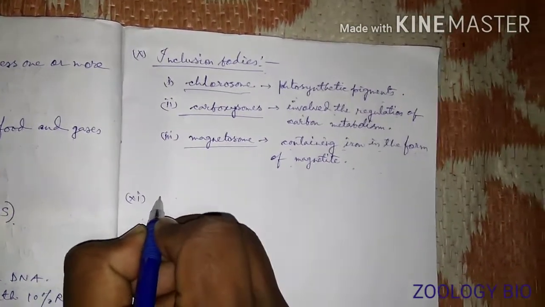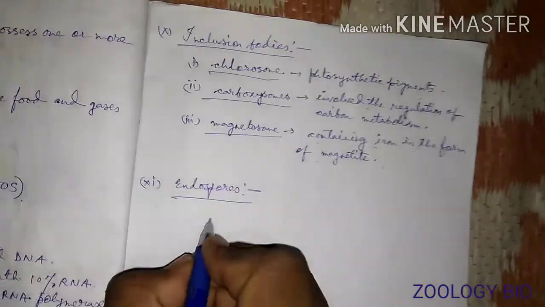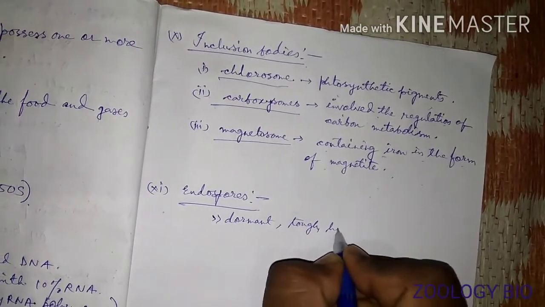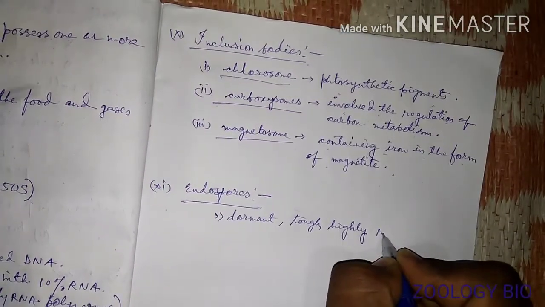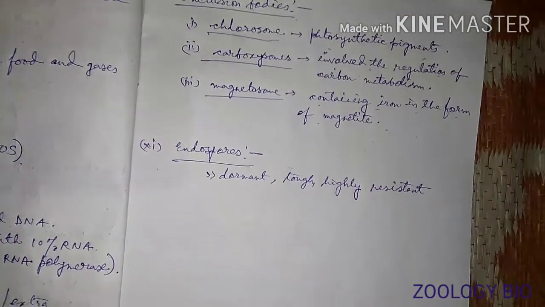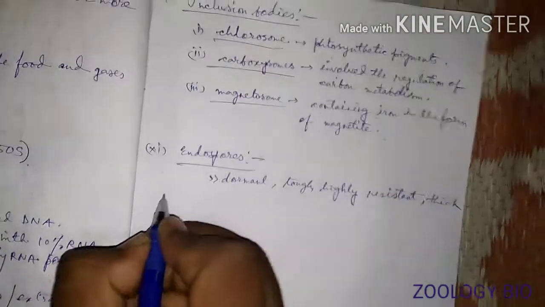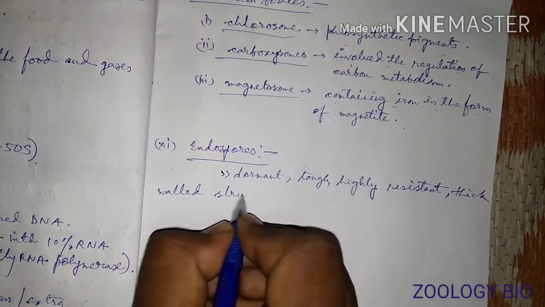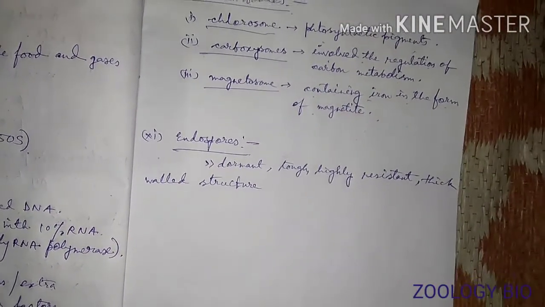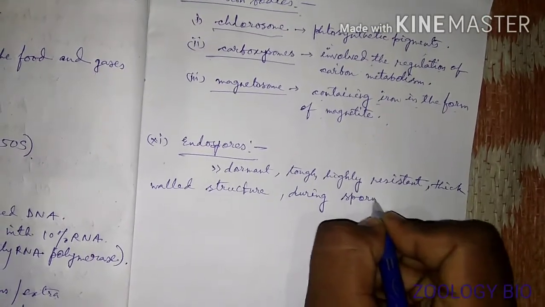And now endospores. These are dormant, tough, highly resistant, thick-walled structures produced by a small number of bacteria during sporulation.